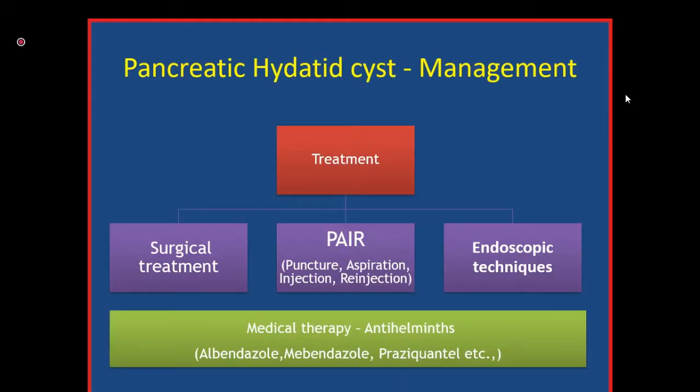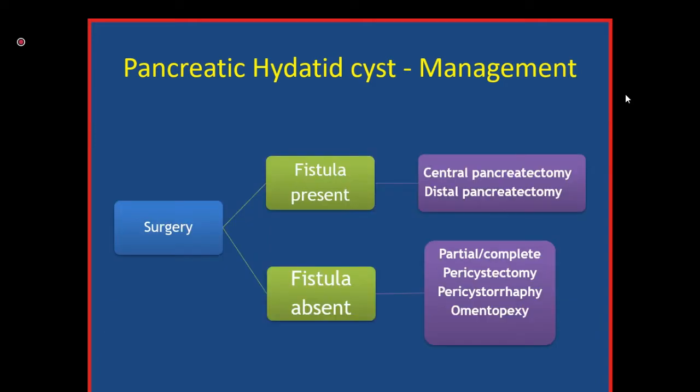Coming to the management, for this reason, surgery is the ideal treatment. And in few cases, those who are surgical high-risk patients, we can consider PAIR. And endoscopic technique is very rare. This is the first case we treated and managed endoscopically. That girl is, frankly speaking, relatively fortunate because she had a communication which is approachable. We could completely clear out the entire pancreatic cyst contents. And irrespective of these modes of treatment like surgery, PAIR, or endoscopic techniques, medical therapy is mandatory. Generally, we treat with albendazole for 4 cycles.